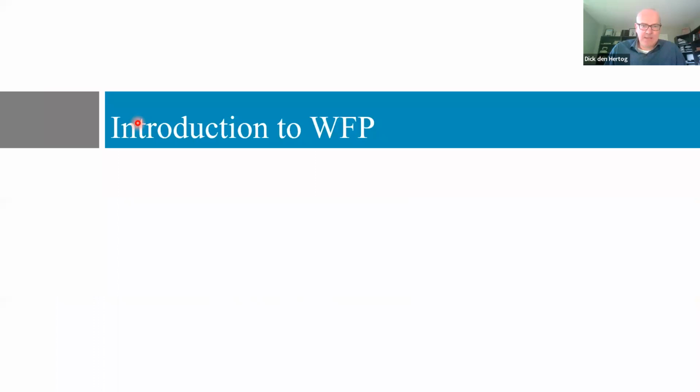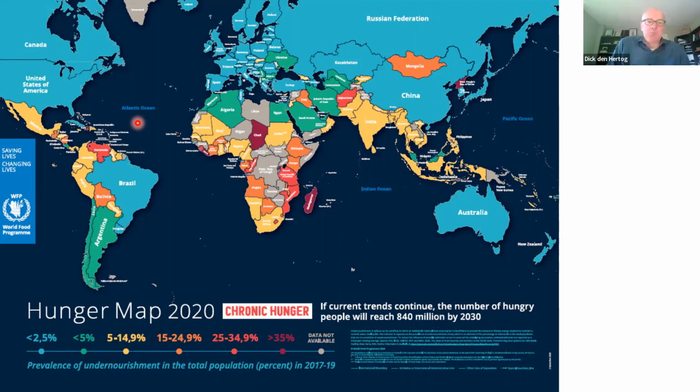Okay, so first I would like to give a short introduction to the World Food Program, and then describe the application and the model that we implemented. This is the hunger map of 2020, and it illustrates where in the world there is hunger. The colors indicate how severe the chronic hunger is.